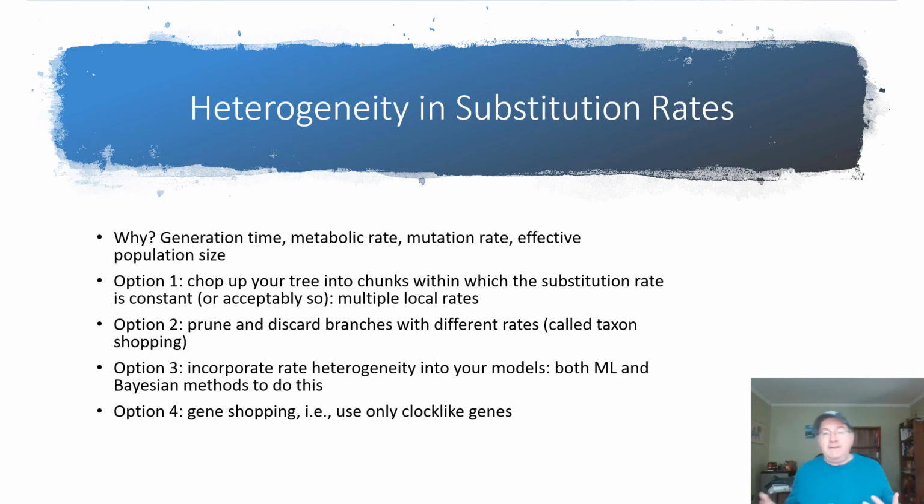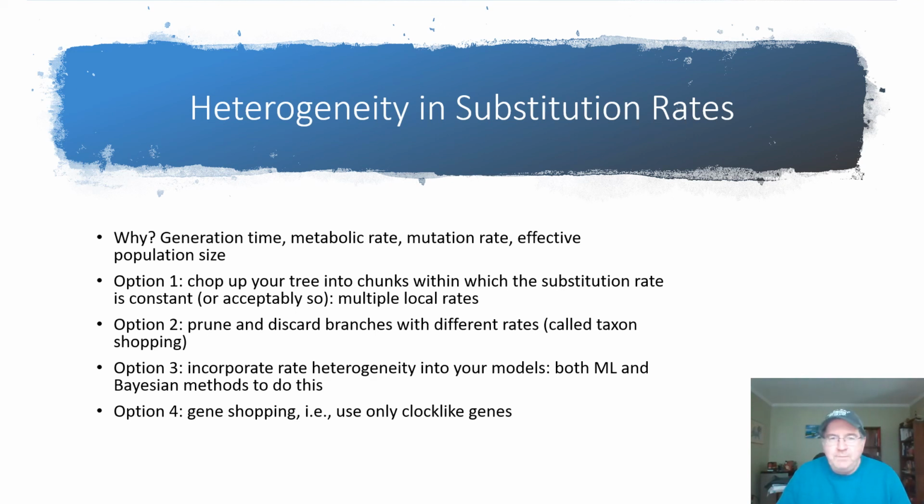So how do we accommodate the existence of heterogeneity? We know that there is heterogeneity in substitution rates. How can we accommodate this? Well, one option is to basically chop up your tree. I'm going to stick with the tree metaphor. Chop up your tree into chunks in which the substitution rate within a chunk is more or less constant, or at least acceptably so. In other words, to go from a single global substitution rate to having multiple local rates, and then scaling the tree in that manner.